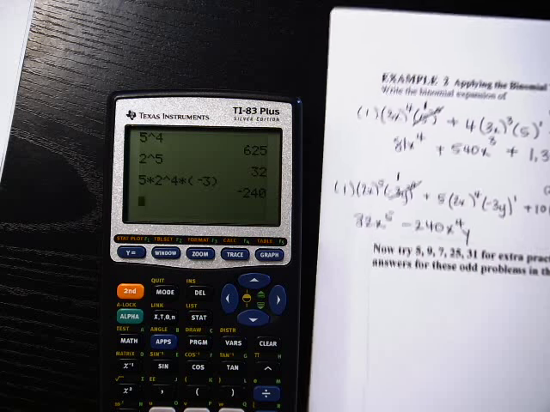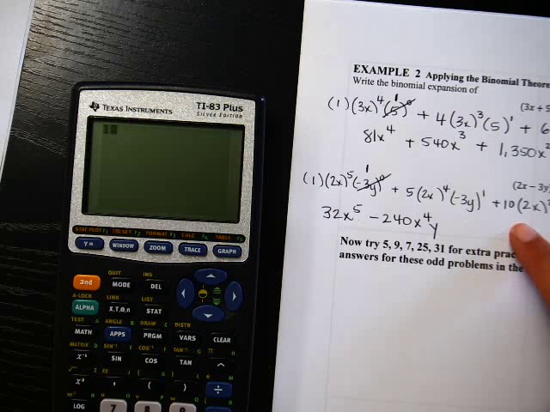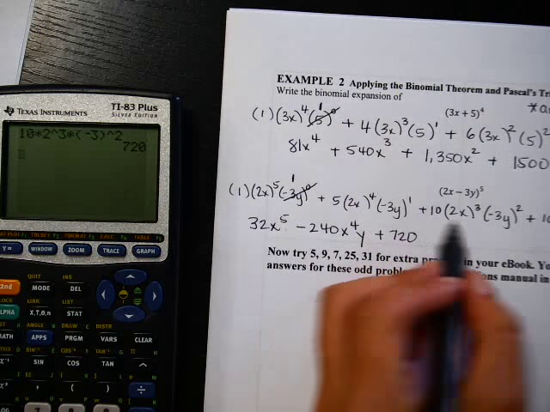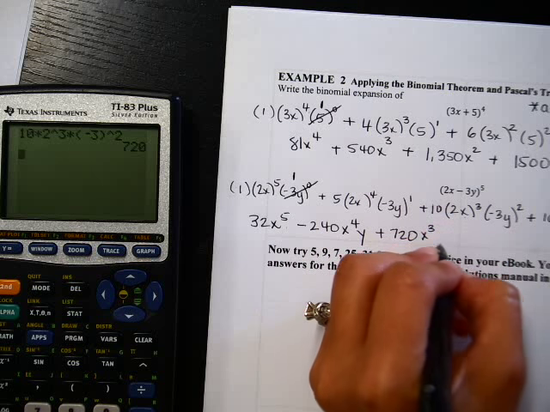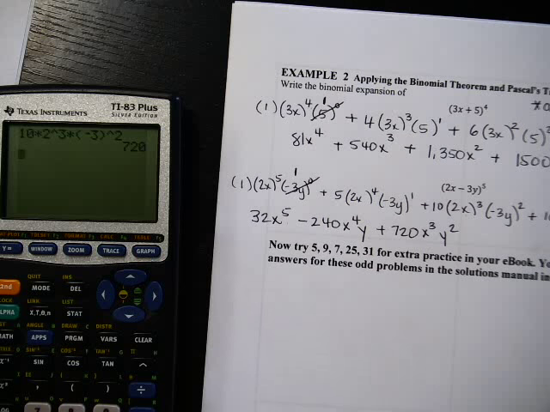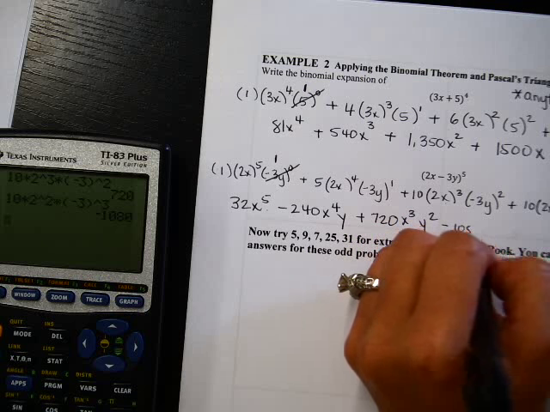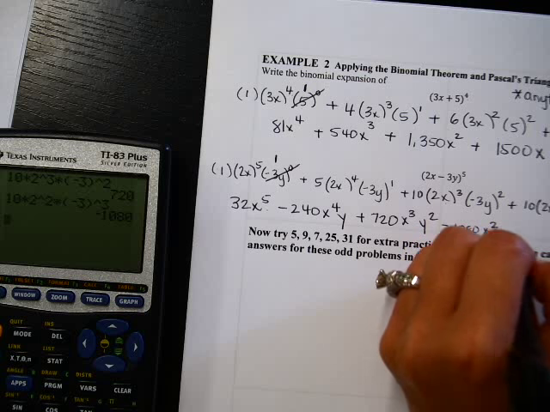My next sign should be positive after I stick it in my calculator. So let's see. 10 times 2 to the 3rd times, I'm going to put my negative 3 in parentheses, then I'm going to square it. Make sure you always put your negative number in parentheses. I did get a positive, so positive 720. Go back and do your letters, x to the third and y squared. Okay, I'm just going to keep going. 10 times 2 squared times, in parentheses, negative 3 to the third. Should be a negative, and it was. Negative 1080 x squared y cubed.